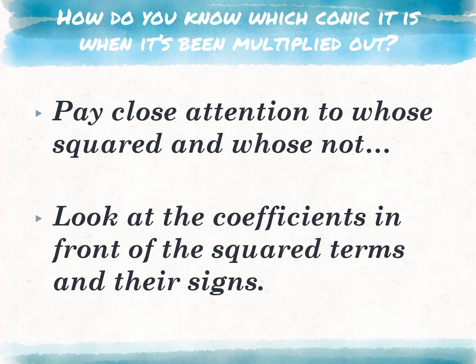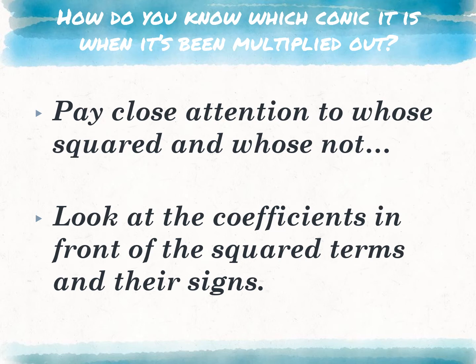So how do you know which type of conic it is without doing any work? You need to first pay attention to what's being squared, right? In a circle, the x and the y are squared. In an ellipse, the x and the y are squared. In a hyperbola, the x and the y are squared. In a parabola, no. In a parabola, only one value is squared. So I could narrow it down to 3 options.